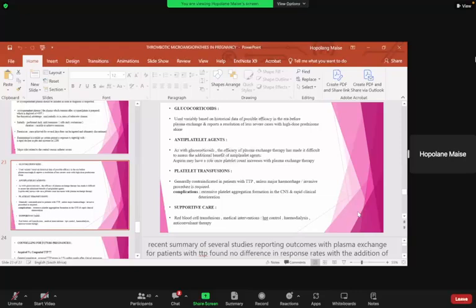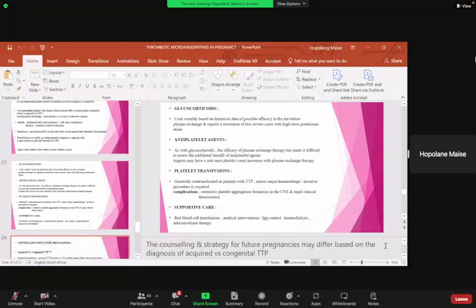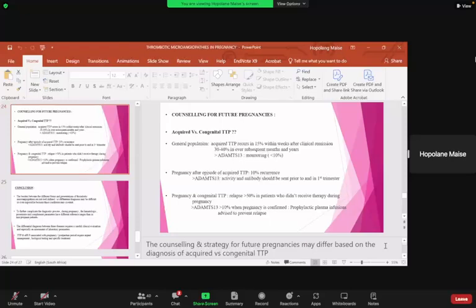Supportive care includes red blood cell transfusion, medical interventions for hypertension control, hemodialysis, and anticonvulsant therapies. So counseling and strategy for future pregnancies may differ based on the diagnosis of acquired TTP itself. In the general population, acquired TTP reoccurs in 15% within weeks after clinical remission and 30 to 40% over subsequent months and years. So with ADAMTS13 (a disintegrin and metalloprotease with thrombospondin type 1 domain 13) monitoring, when you have a value of less than 10%, there is a risk of relapse and prompt close surveillance is advised.